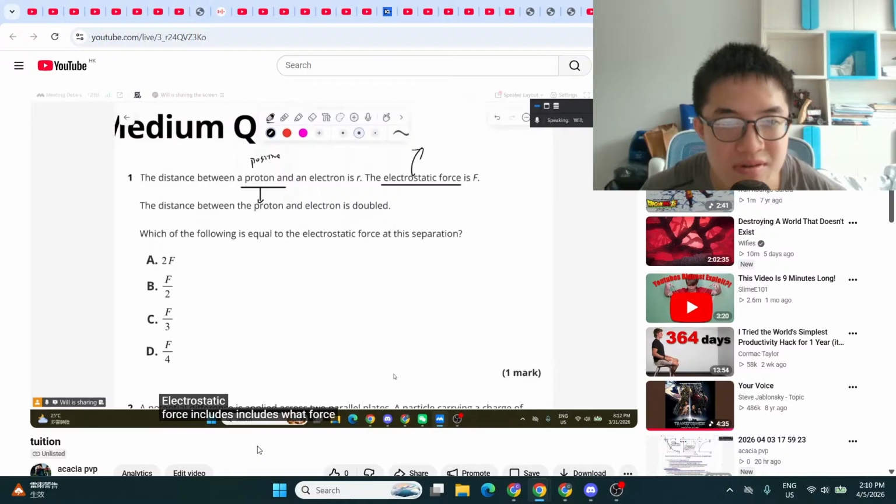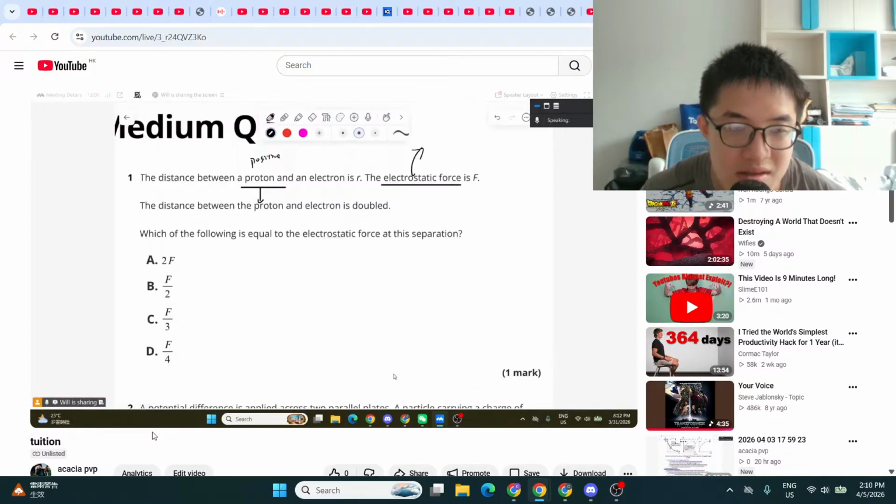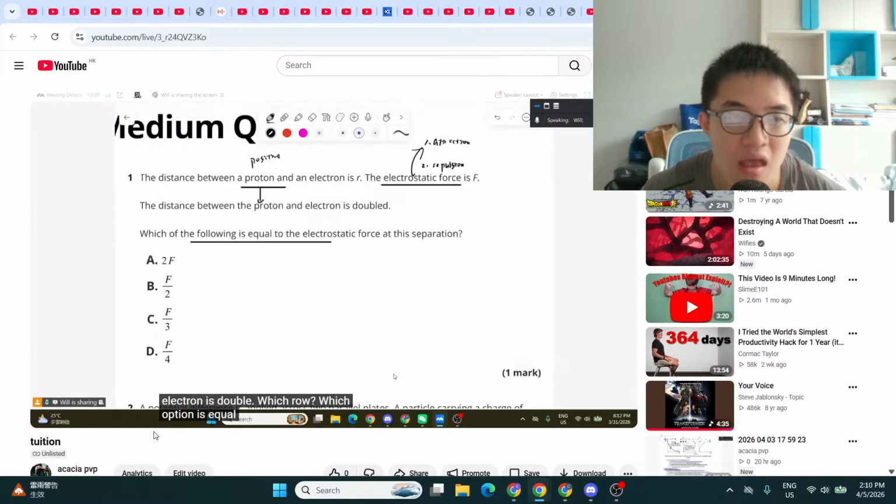The distance between the proton and electron is r, and the electrostatic force is F. The distance between the proton and electron is doubled. So D. I don't know. Attraction, and repulsion. Okay, the two types are included in the electrostatic force, right? Which option is equal to the electrostatic force? Maybe we can use Coulomb's force formula. Yeah, so use the formula. The final answer is D.